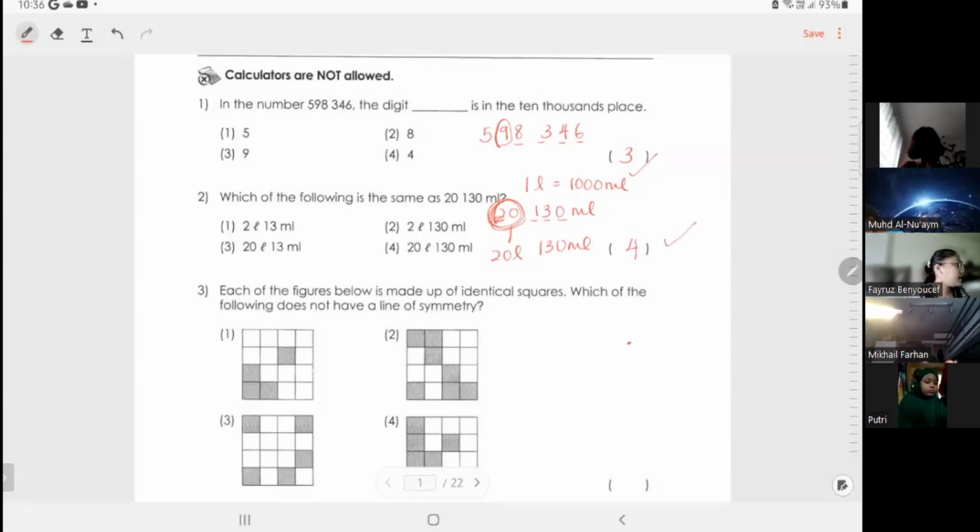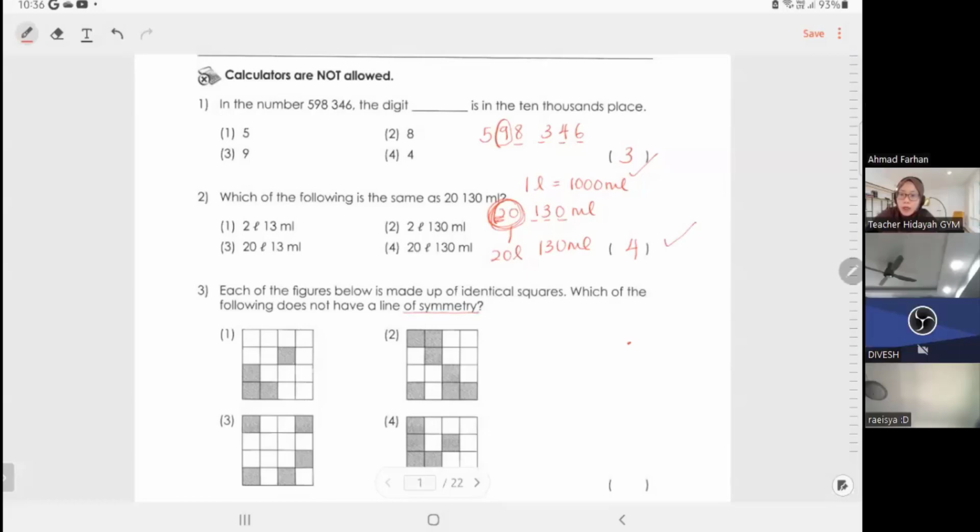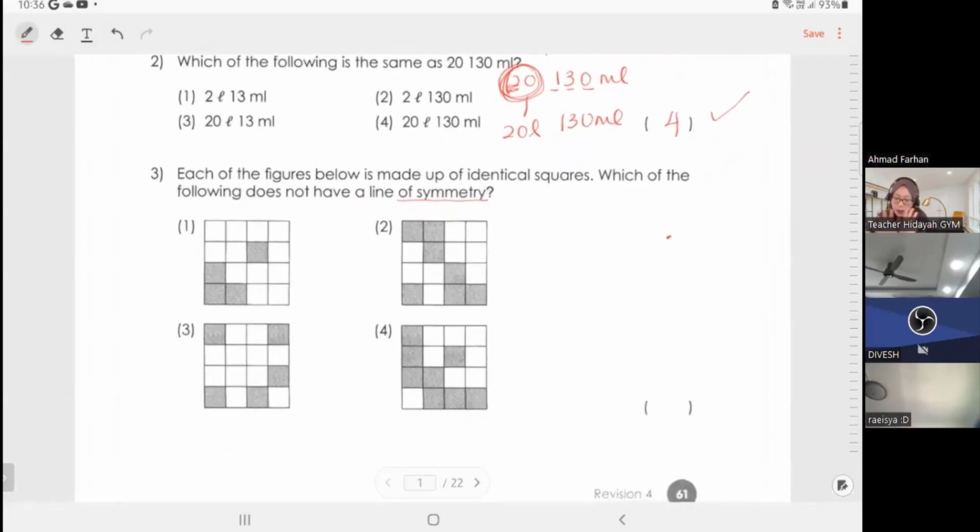All right. Each of the figures below is made of identical squares. Which of the following does not have a line of symmetry? Symmetry means equal mirror image. If you don't understand that, just look at your palm. Okay. For example, this one, symmetry means equal mirror image, like that. This is symmetrical to one another. Okay, like that. So it must be equal, and it will be really covering one another if you fold it in half.